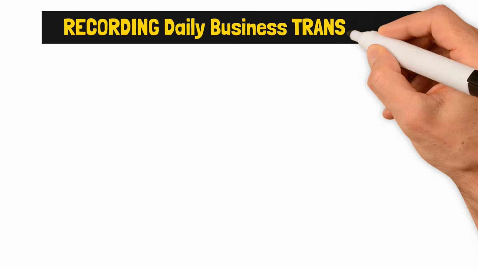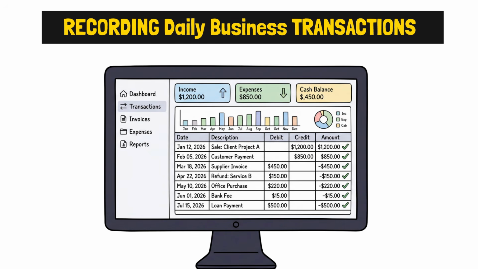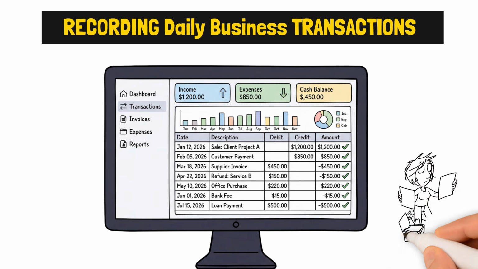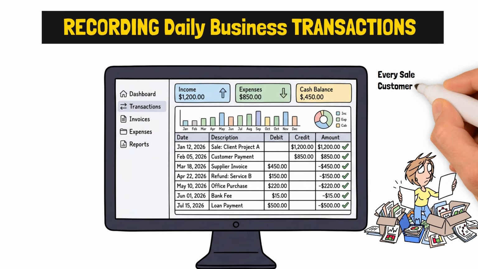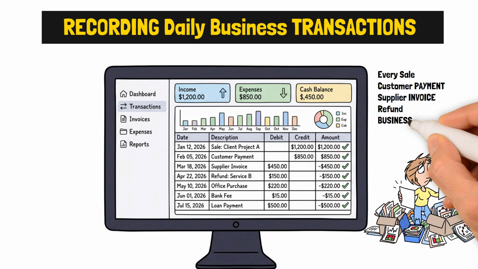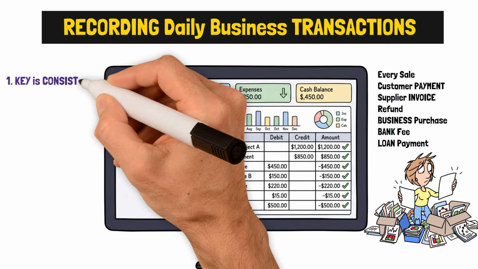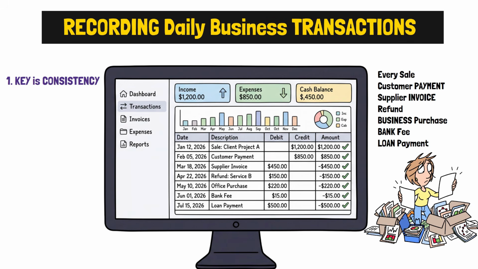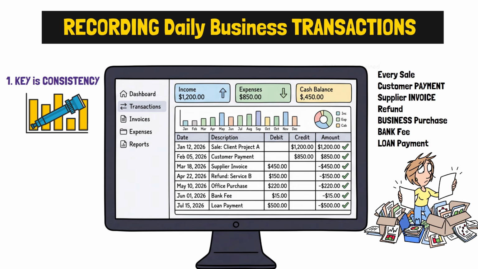Recording daily business transactions. Every business transaction should be recorded as soon as it happens. Waiting until the end of the week or month increases the chances of forgetting important details, losing receipts, or making inaccurate entries. Every sale, customer payment, supplier invoice, refund, business purchase, bank fee, and loan payment should become part of your bookkeeping records. The key is consistency, not speed. A business that records transactions every day usually has far more accurate financial reports than one that updates its books only when tax season arrives.